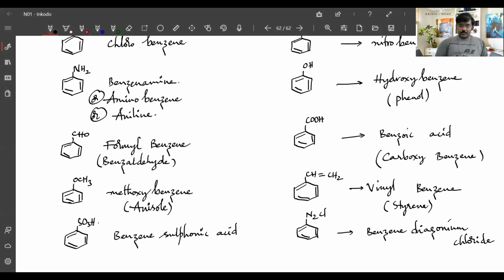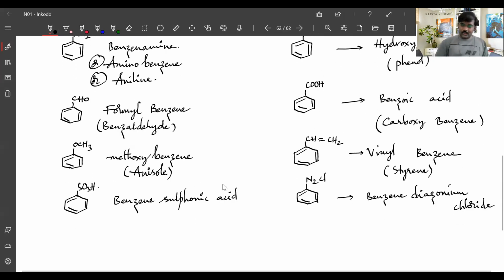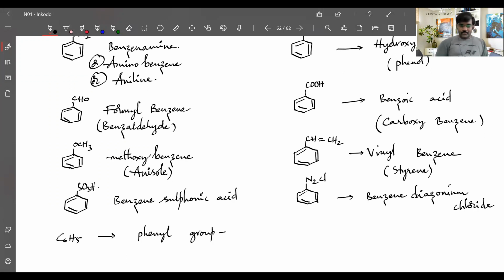Okay, so these are all different derivatives of benzene, monosubstituted benzene rings. Whenever you are attaching only C6H5 to any alkyl chain, any carbon chain or parent chain, we write it as a phenyl group. As a substituent or a side chain, you have to take it as a phenyl group.